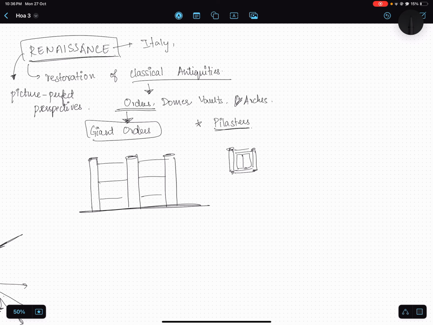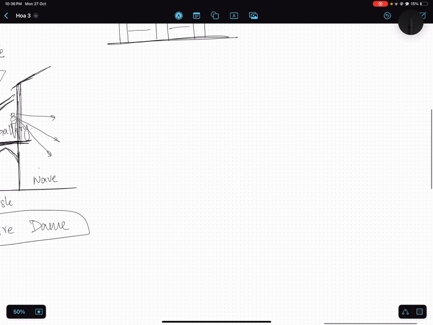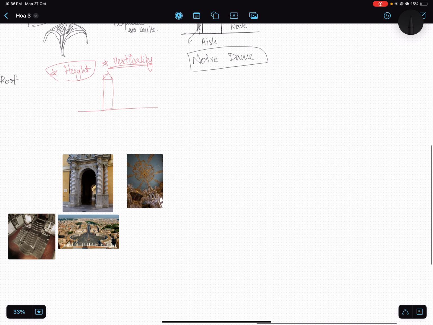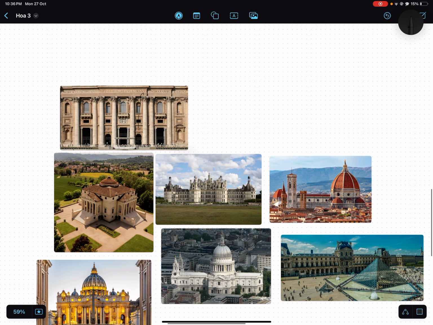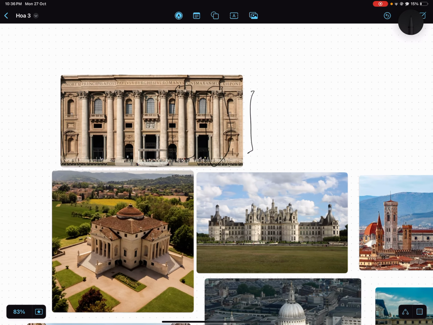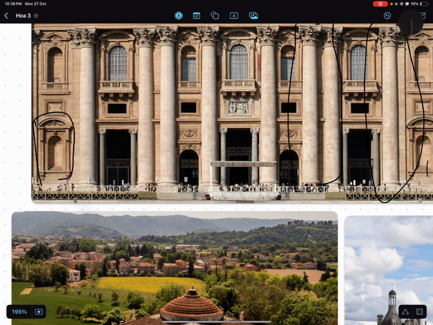I think we can talk about some examples. These are your giant orders that I was talking about. You can see this is going up two stories, and you can see the pilasters for the windows here.